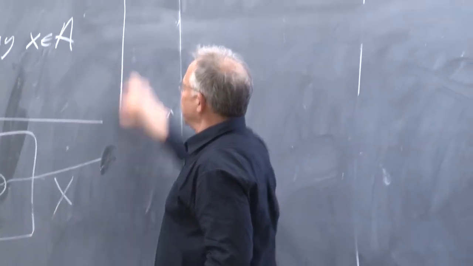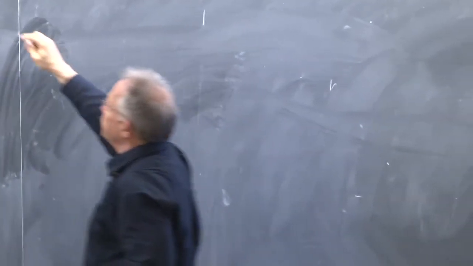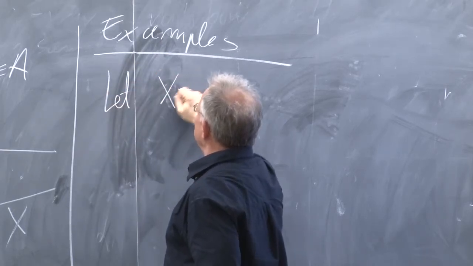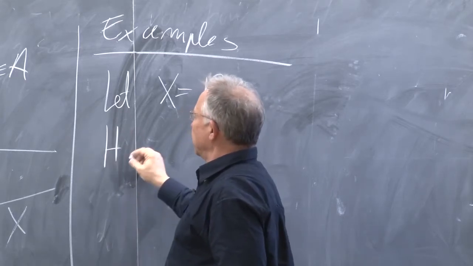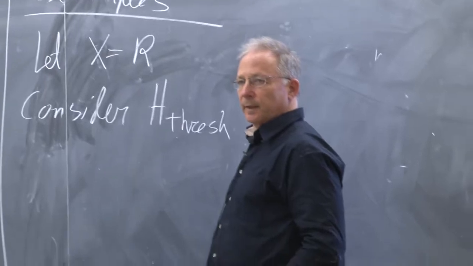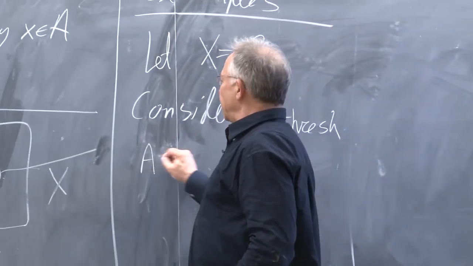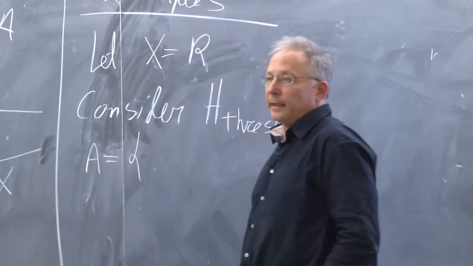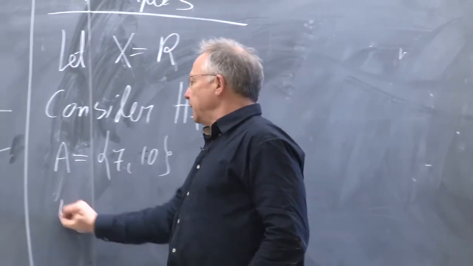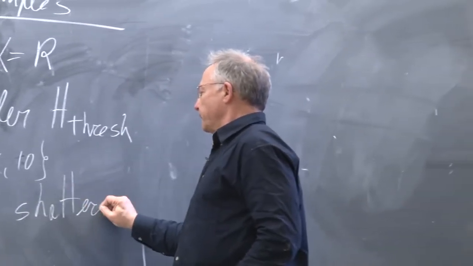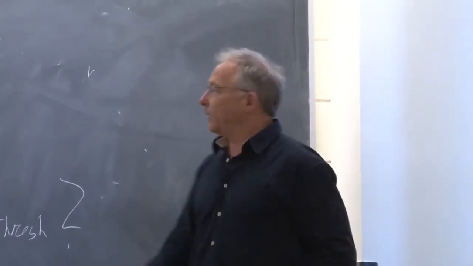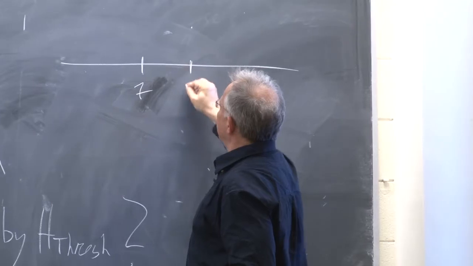Let me maybe give you some examples. So let us start with some examples. Let X be the real numbers, and consider H threshold. And now I have to pick A and ask you, is A shattered or not? And I'll pick a set that consists of just 2 points, say, 7 and 10. And I ask you, is A shattered by H threshold? So here is the real line. I pick 2 points, 7 and 10.